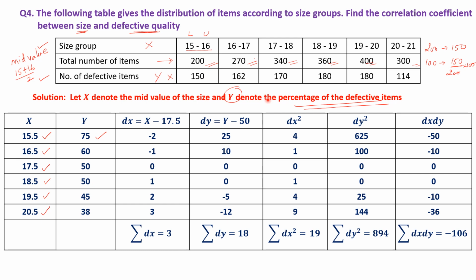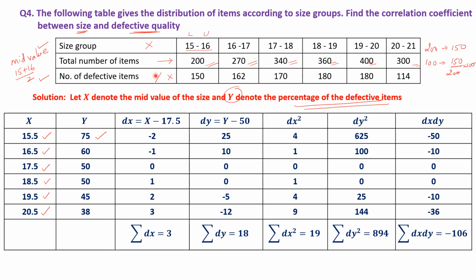Now here we have used the assumed mean method. So I have taken my capital A to be 17.5, h and k I have not considered, and your B here is 50, because we do not have a common scaling factor. And then we have taken dx square, dy square, dx dy, and we have now applied it in the formula to get the value of rho.